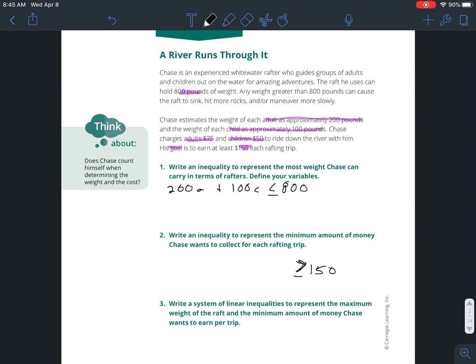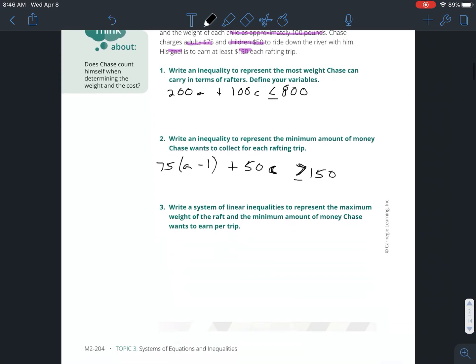We know that Chase is an adult. Okay, so he earns $75 per adult. The problem is we can't say 75 times A because Chase is not paying. Chase does not pay himself; he's getting paid. So we have to take A minus 1 times 75 because that subtracts from the total number of adults. So it could be 5 adults, including Chase. Now we really are only having 4 being charged. Plus, children are charged $50, and obviously Chase is not a child, so we can just write that as 50 times C. Okay, that's how we do that problem there.